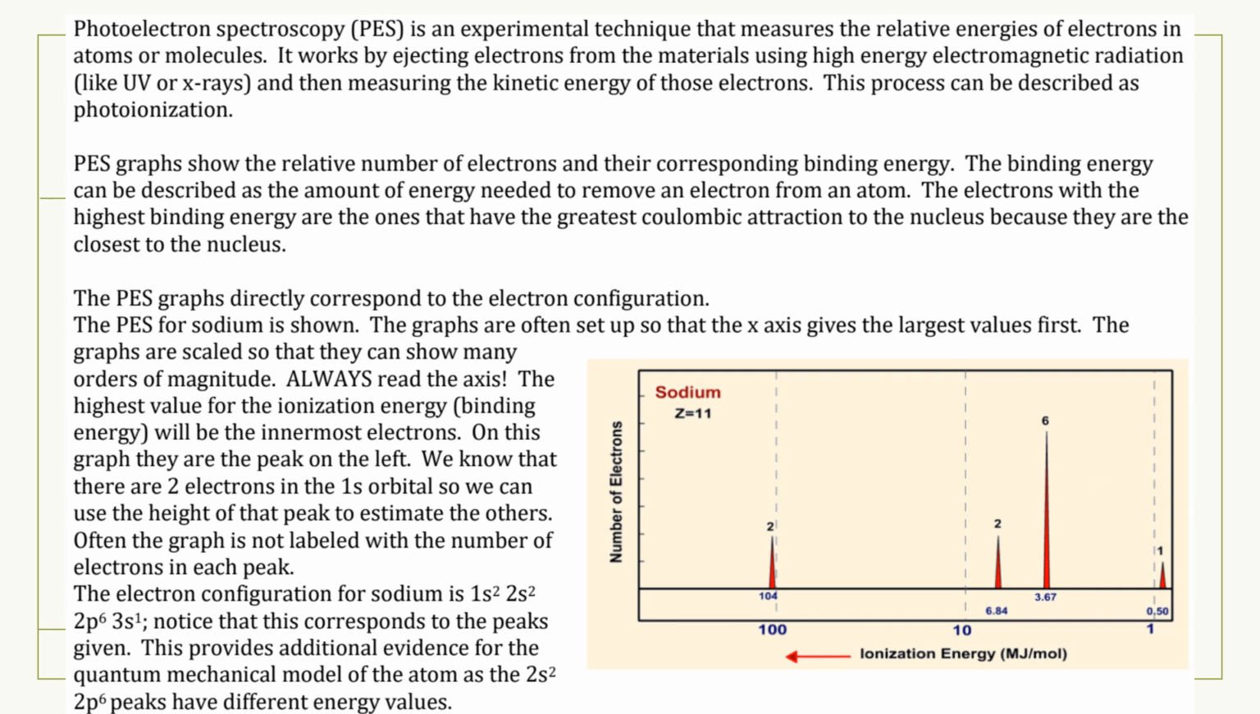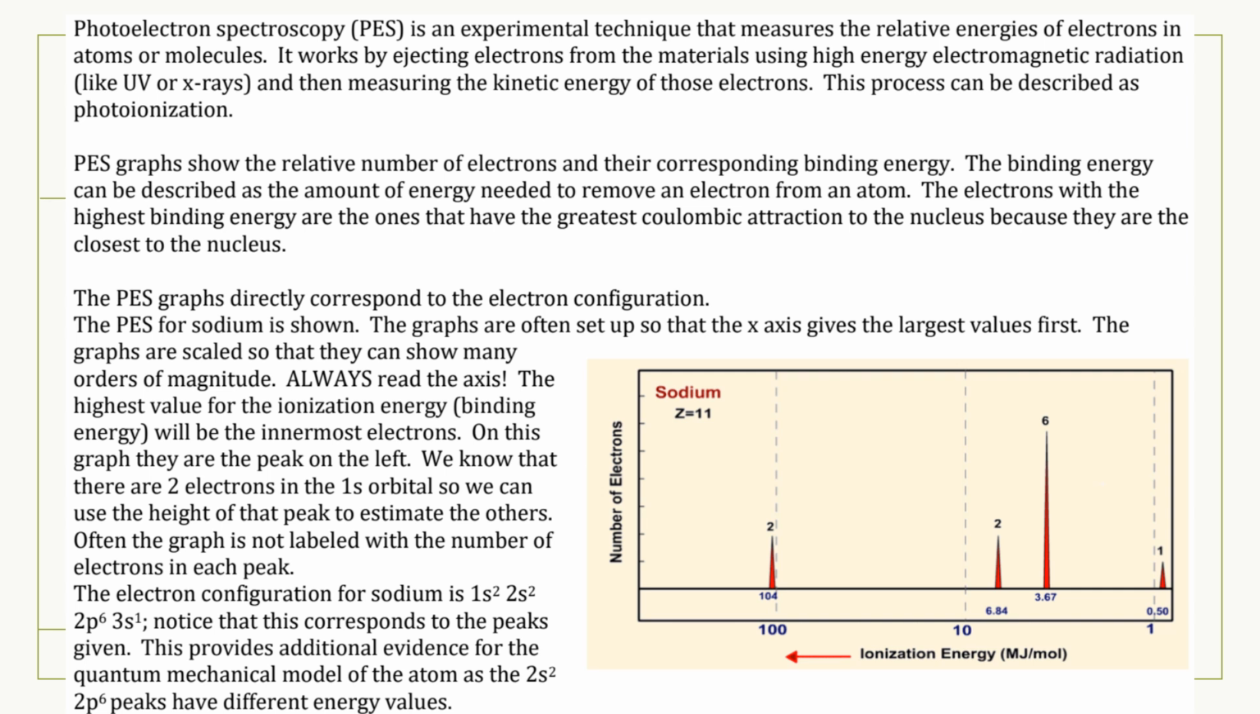The highest value for the ionization energy is the innermost electrons. So here the highest, the strongest peak, if you will, is on the left. Because we know that there are two electrons in the 1s orbital, we can use that height to guesstimate the other ones.